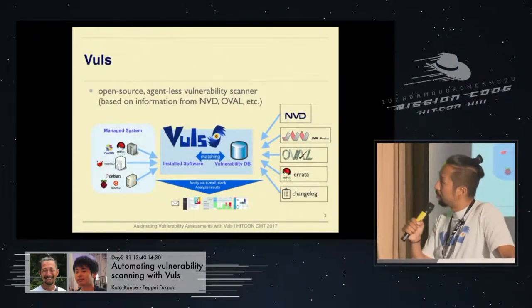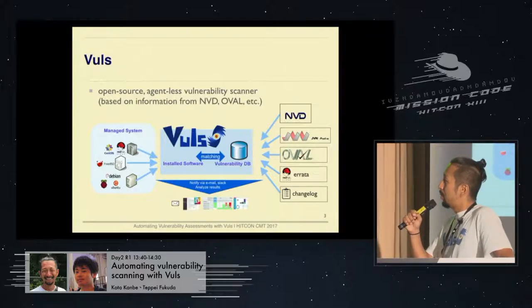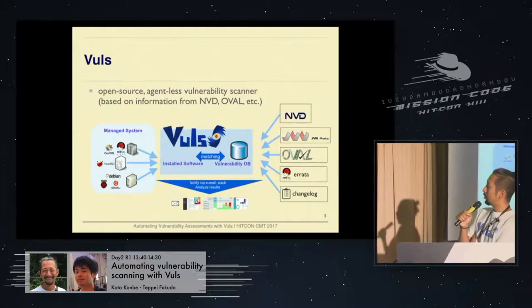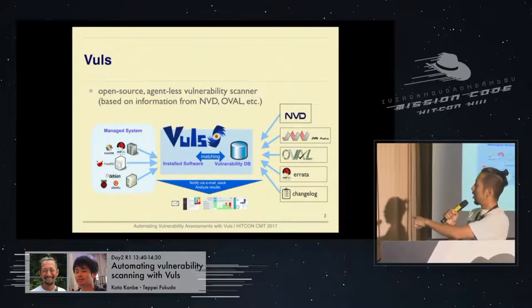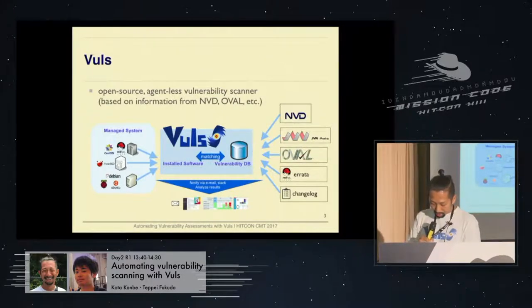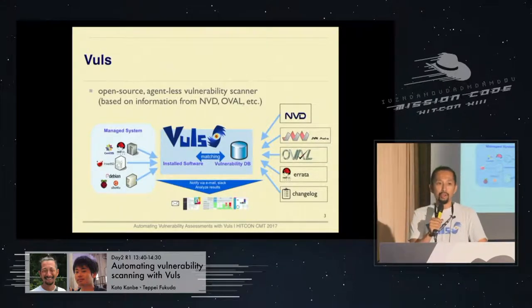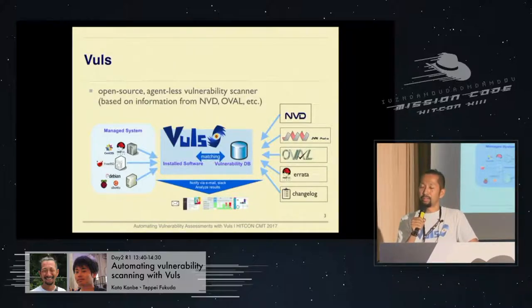Okay, Vuls is an open source agentless vulnerability scanner. First, Vuls logs into the server via SSH and detects the software installed. And then, referencing sources such as NVD and OVAL, Vuls finds the vulnerabilities present in the software. This vulnerability information, including the CVSS score and other details, is then reported to you via Slack or email. And you can also use the open source web UI, or integrate Vuls with BI tools to analyze the detected vulnerability information. Okay, next.